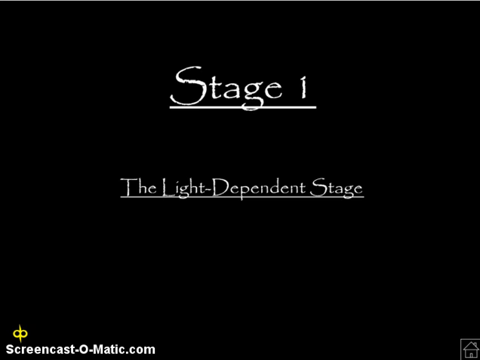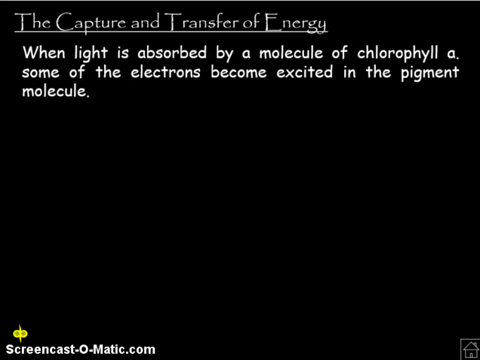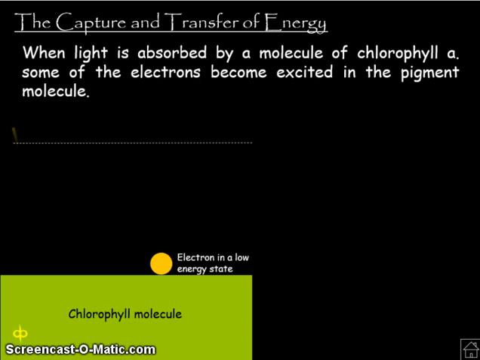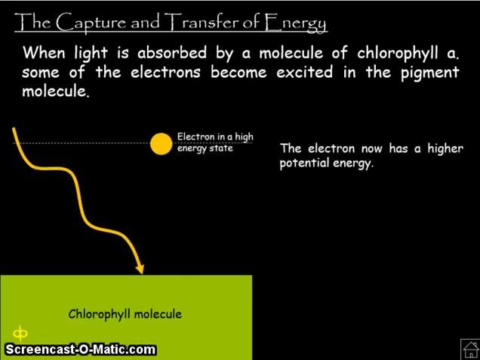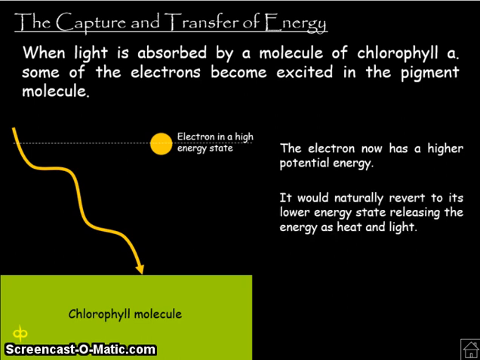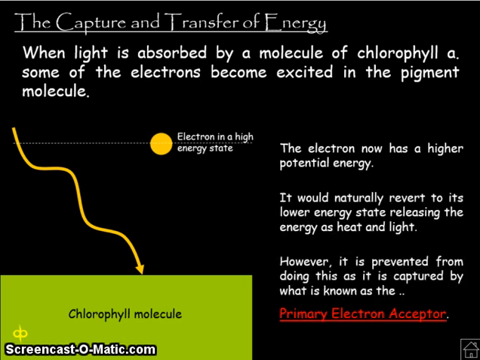So we begin with stage one of photosynthesis, the light-dependent stage. When light is absorbed by a molecule of chlorophyll A, some of the electrons become excited in the pigment molecule. The electron now has a higher potential energy, and it would normally revert to its lower energy state, releasing the energy as heat and light. However, it's prevented from doing so, and it's captured by the primary electron acceptor.